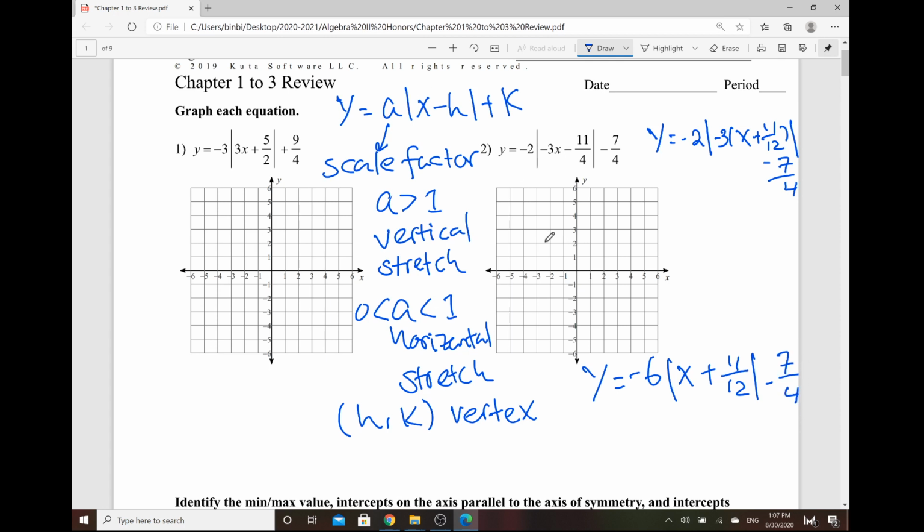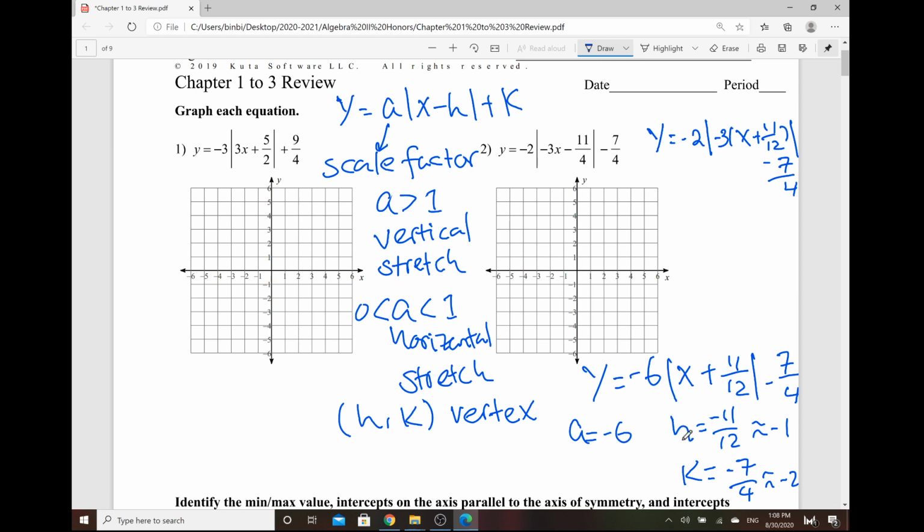And compare and contrast, you guys can tell me about the values of a, h, and k. The value of a is negative 6. The value of h is negative 11 over 12, which is getting close to negative 1. And then k is negative 7 over 4. So h is pretty close to negative 1, and negative 7 over 4 is negative 1 and 3/4, very close to negative 2. Okay, so let's just use some kind of approximation.